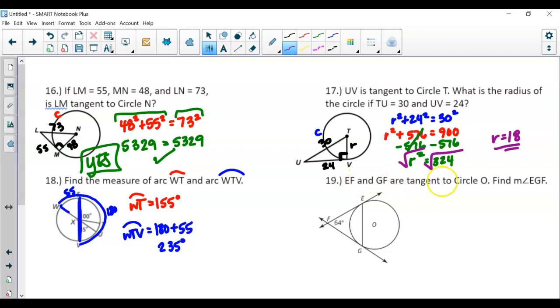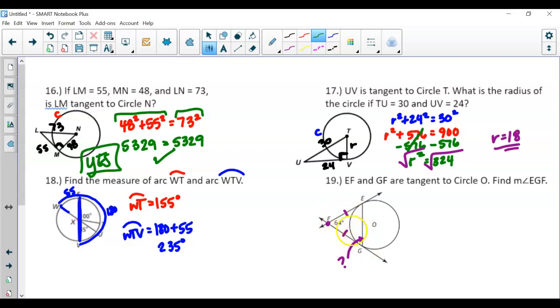So now 19. EF and GF are tangent. Both are tangent and they intersect at a common point here. So that means they are congruent to each other. So this is that concept, guys, when we're looking for the measure of angle EGF, that's the question. That we not only have just any triangle, this is isosceles because the two tangents are congruent.